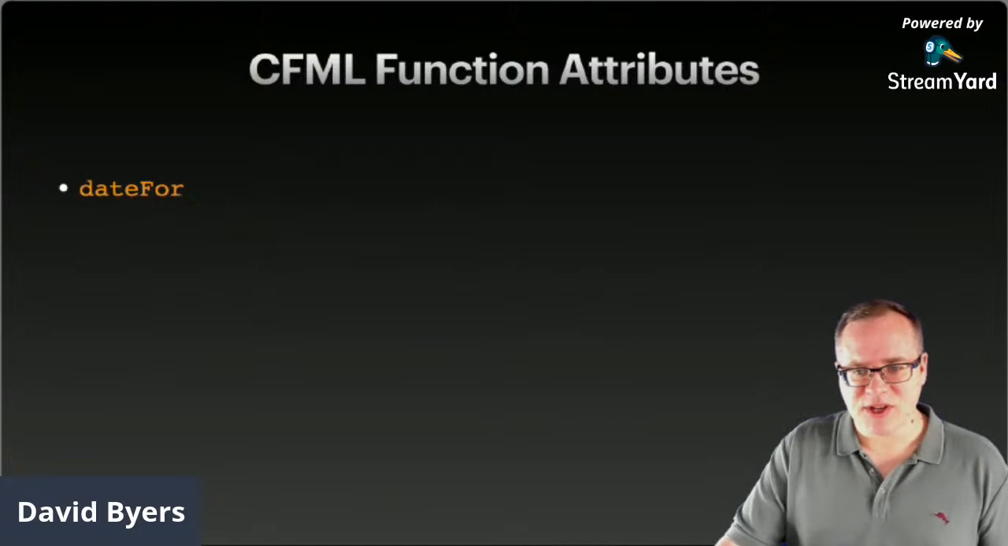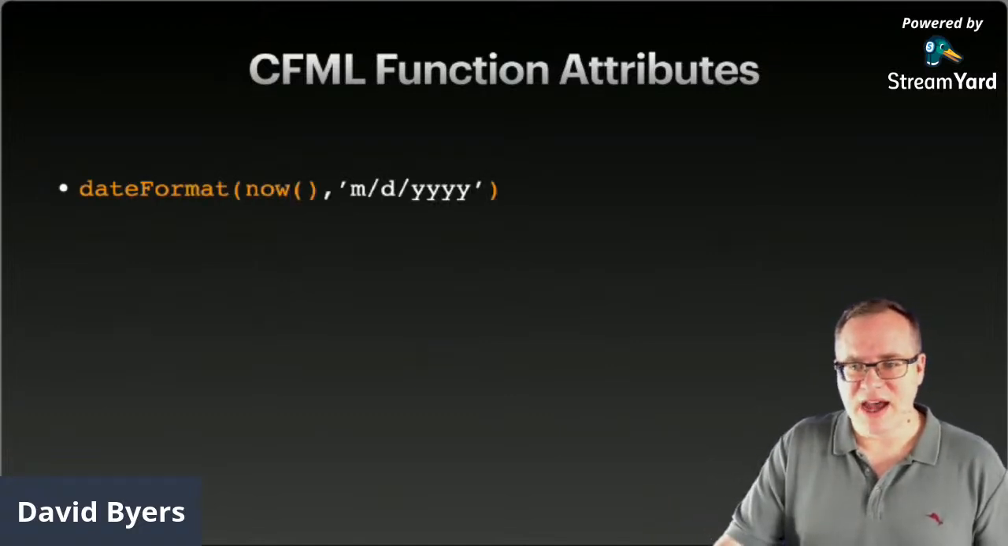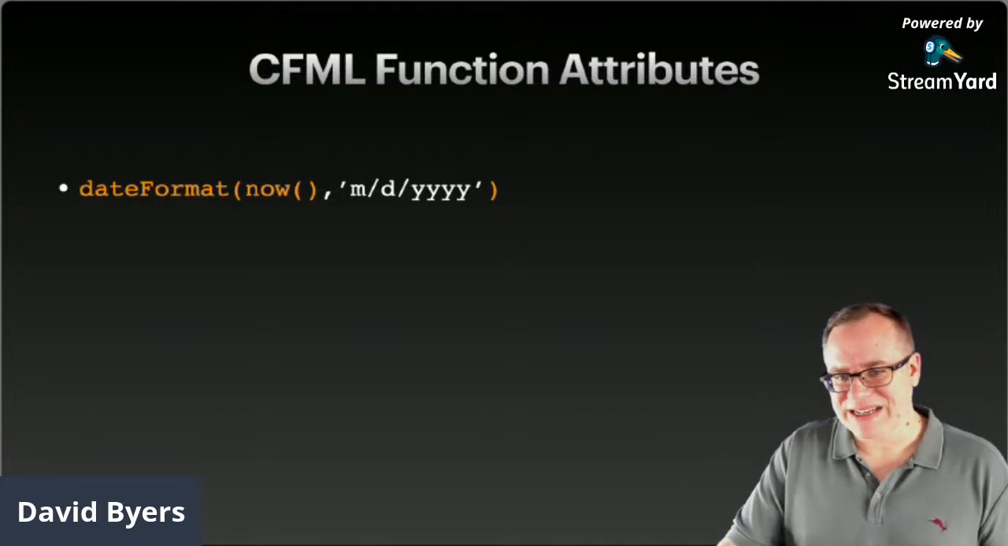Functions can have attributes. For example, my date format earlier had two attributes. The first attribute is the date that was being formatted. The second attribute was the mask that you were applying to that date.